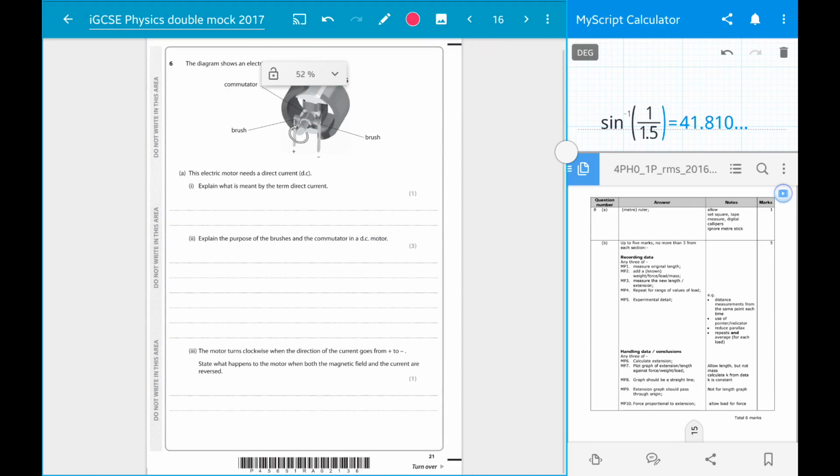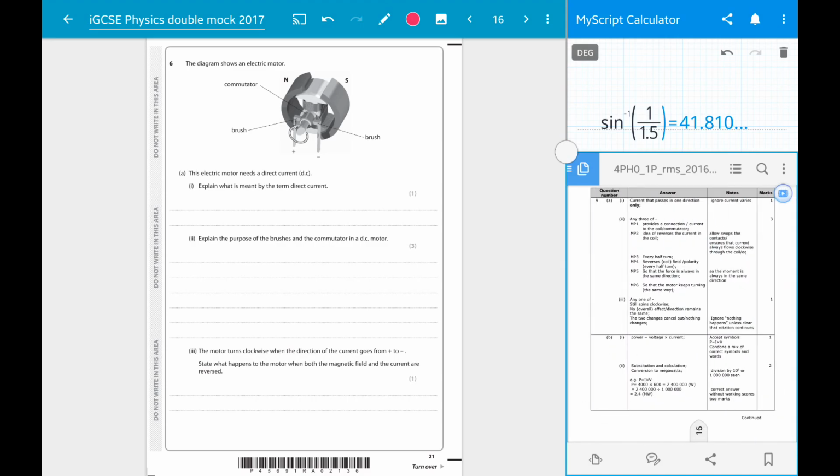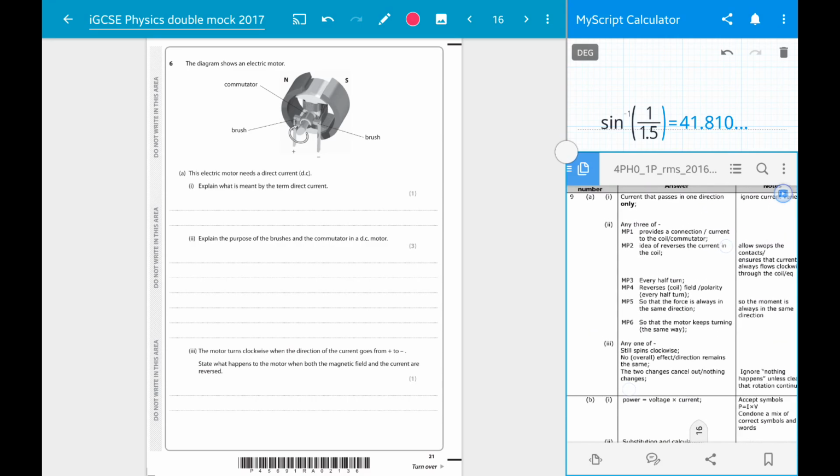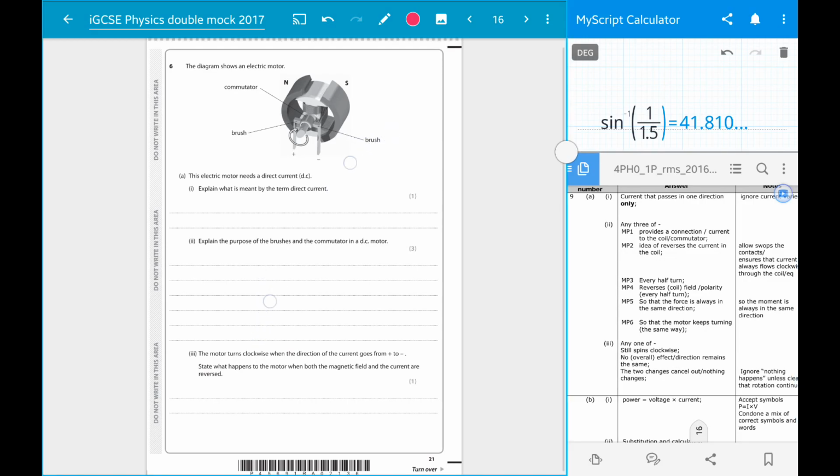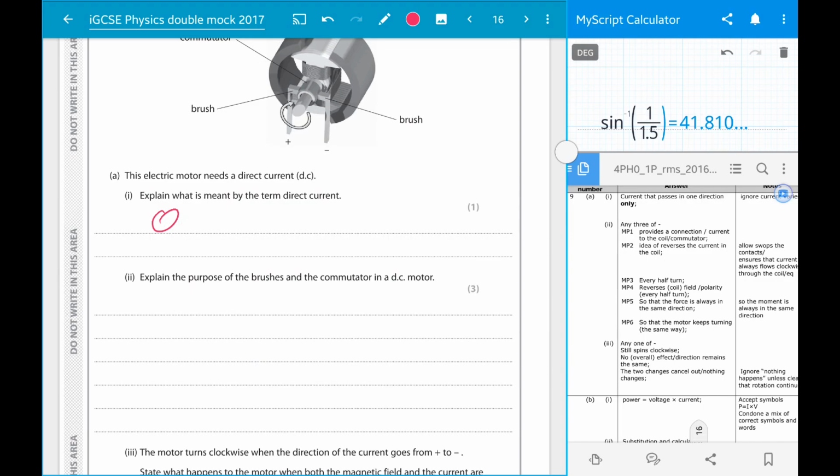So this is the motor question, and you can see that the first part of it says, what is DC? DC, direct current, is current that only goes in one direction only. What is the purpose of the brushes and the commutator in a DC motor? The brushes and the commutator ensure an electrical connection.